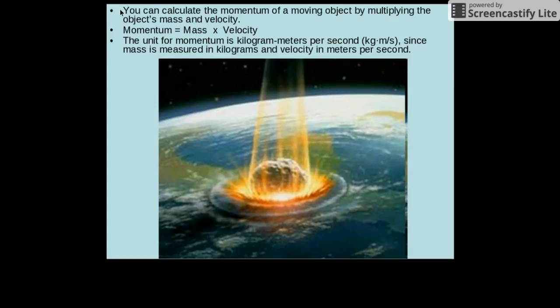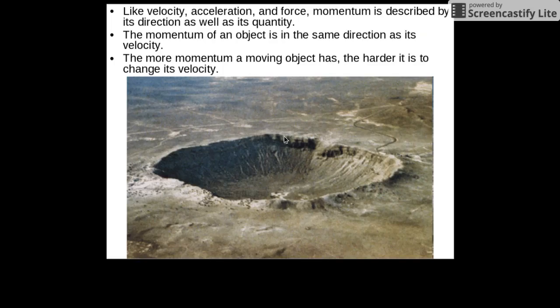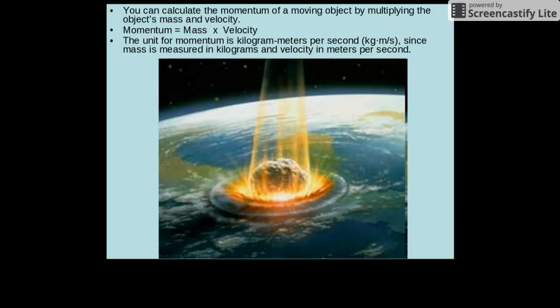Okay. So the second bullet, write that down, and also write the third one down. Momentum equals mass times velocity. Okay. The unit of momentum is kilograms meters per second. So kg·m/s, since mass is measured in kilograms and velocity is meters per second.